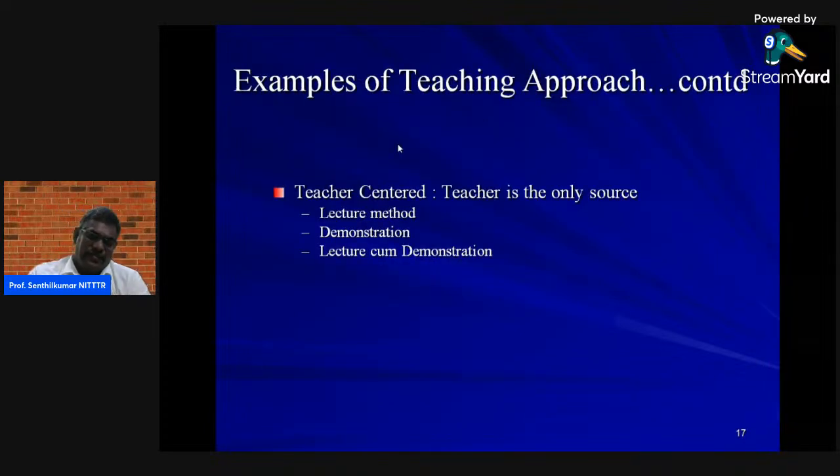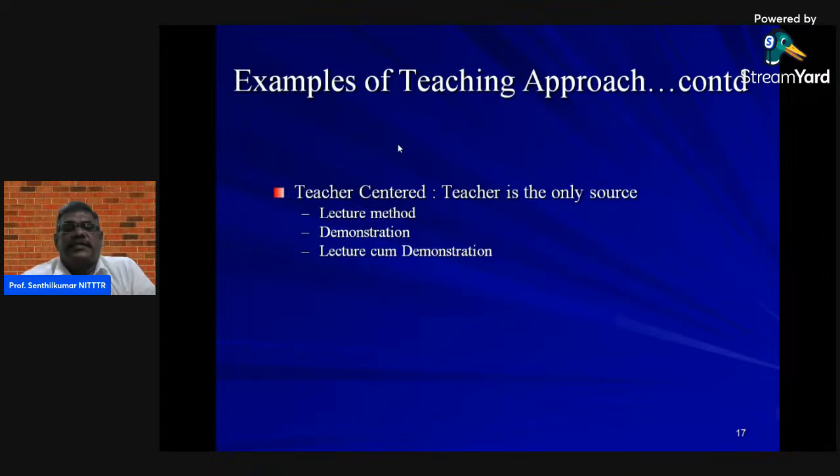Examples of teaching. Suppose we consider the teacher centered approach. In that period, though nowadays we also have different methods to engage the student, in the earlier period the teacher was the only resource. All the students had to respect the teacher. The teacher was the known source for all the subjects. First, the teacher used the lecture method and the demonstration method.